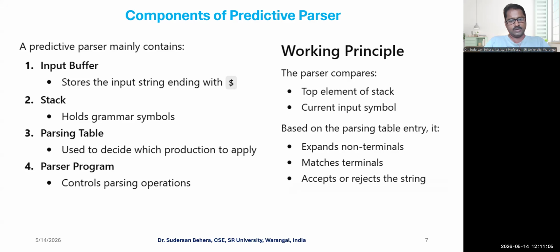Finally, it decides based on the input symbols available. Whenever it reads all the input symbols and nothing is left in the input buffer, and the stack reaches the bottom, which is a marker normally called dollar, in that case the parser accepts the input. Otherwise, it will reject. This is the working principle of this top-down predictive parser, or LL1 parser.